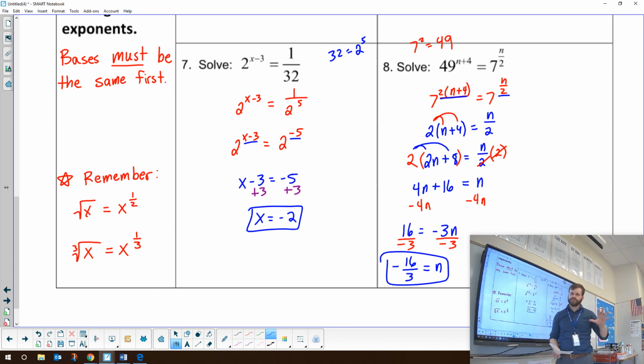So remember, what we're trying to do is finagle our way to have the same base. Once we have the same base, we can set my exponents equal.